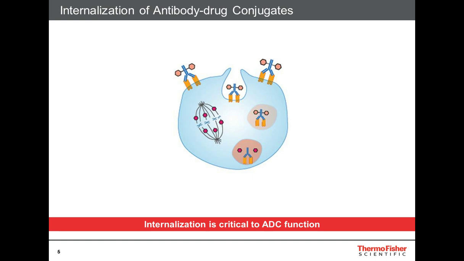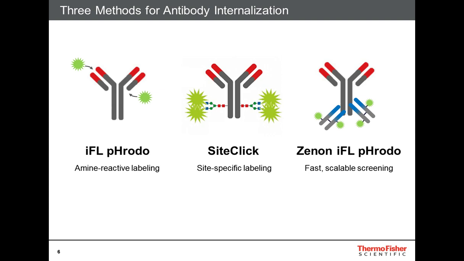And so historically, this has been a very challenging event to measure with various approaches attempted, all with their own drawbacks. And so today we'll focus on 3 different methods to evaluate antibody internalization. 2 that are covalent attachment, one that is random conjugation and one site-specific, and then a new method that is intended for fast, scalable screening of this process of antibody internalization. So I'll show you examples of how we apply each of these technologies to evaluate the performance of our antibodies and antibody-drug conjugates.